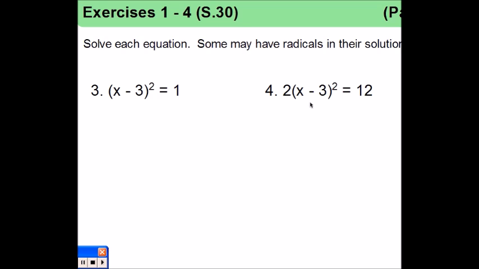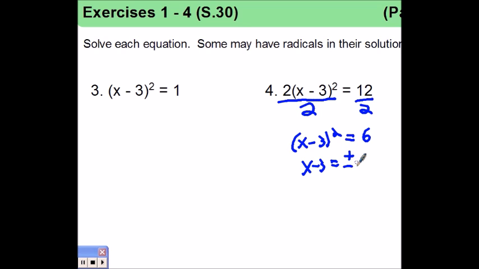Moving on to number 4, we have (x - 3) squared and then times 2. So I'll get rid of the times 2 first by dividing both sides of the equation by 2 and get (x - 3) squared equals 6. Now I'll take the square root of both sides because that's what's next. I get x minus 3 equals the positive and negative square root of 6, which again is irrational, so I can leave it in radical form.